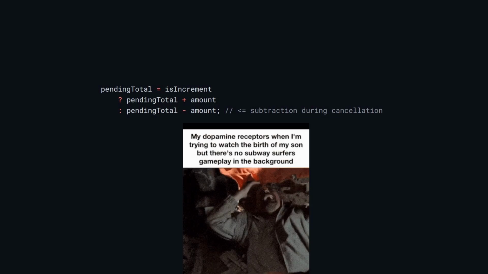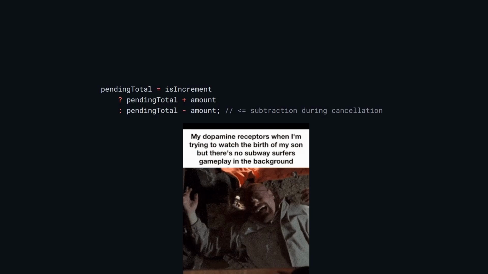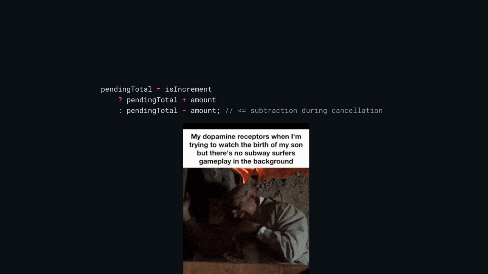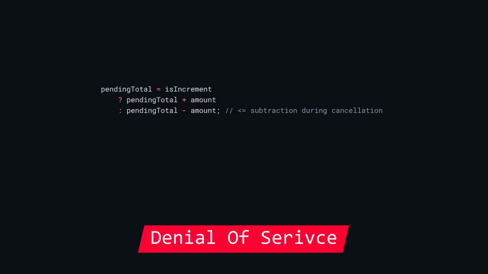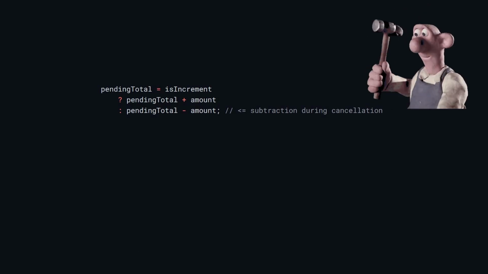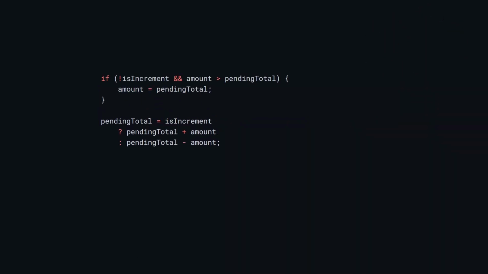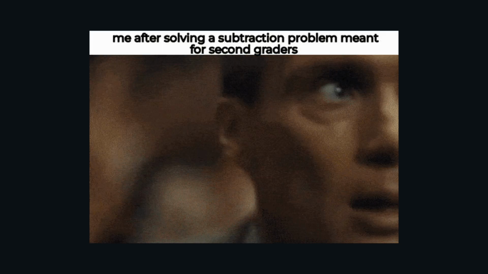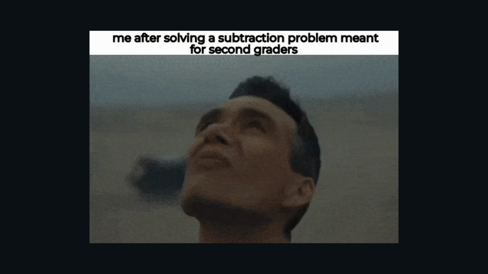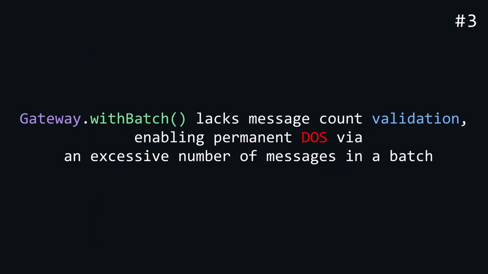pending total. This leads to an underflow and makes it impossible to properly process or execute pending deposits, effectively causing a permanent denial of service. Now let's get to the fix. It's pretty trivial. We must ensure that the subtracted value never exceeds the global pending amount. This strictly guarantees that subtraction cannot exceed the global pending value, preventing underflow and denial of service.